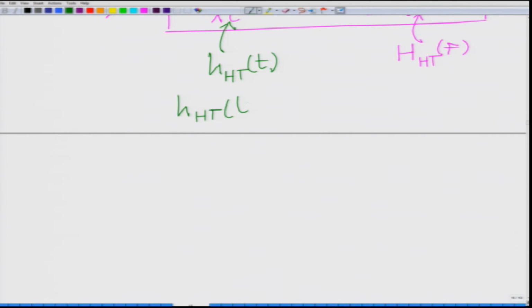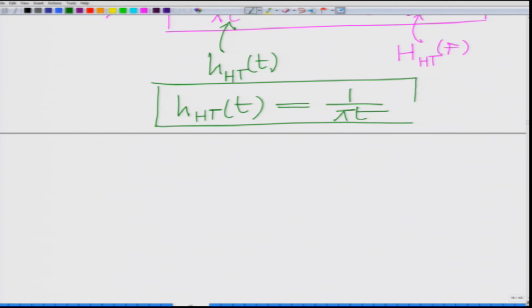h_Q(t) equals 1 by pi t. Okay. So, that is a property that we have been able to show. Remember, the Hilbert transform is a linear time invariant system whose Fourier transform is given by minus j sgn f. In the time domain, its impulse response is 1 by pi t.